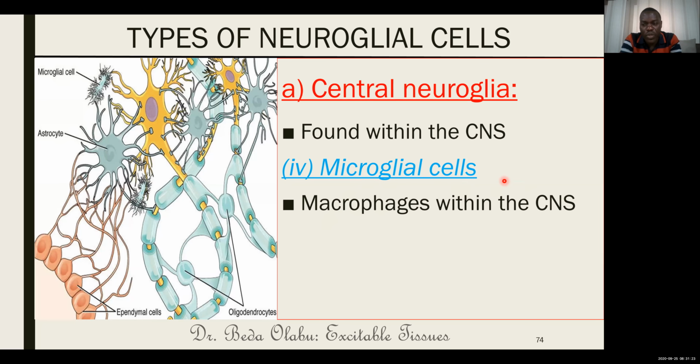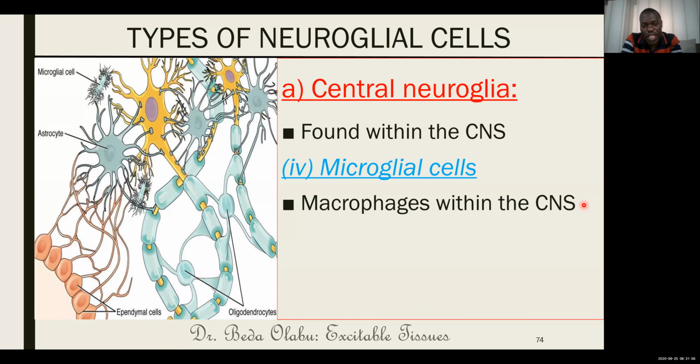Microglial cells are unique cells of the CNS. Basically, they are macrophages within the central nervous system. And just like any other macrophages in the body, they therefore come from bone marrow. They are cells of bone marrow origin, except they'll invade the CNS and be there. So they are macrophages within the central nervous system.